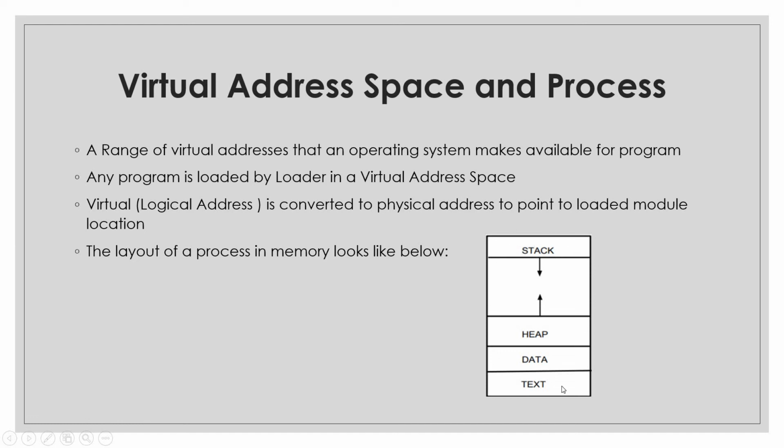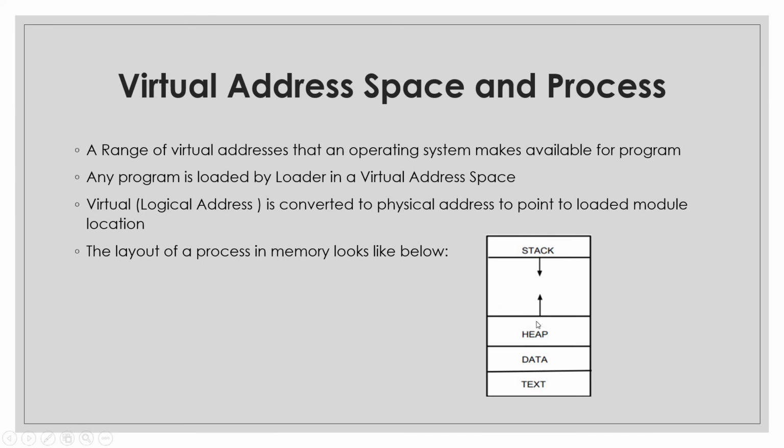Here you can see there are 4 parts of a loaded process in memory. The lowest part you can see is the text part, or you can say the code section. This section contains the code, or you can say the instructions which need to be executed in your program. Then comes the data section. It contains all the variables which are global and static.